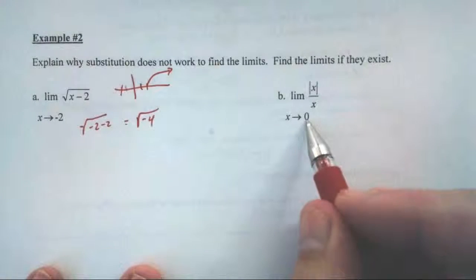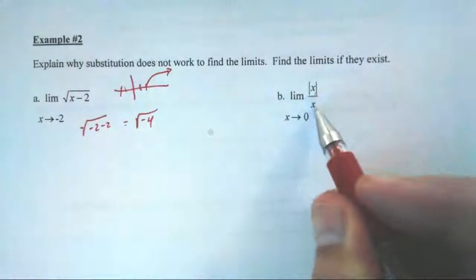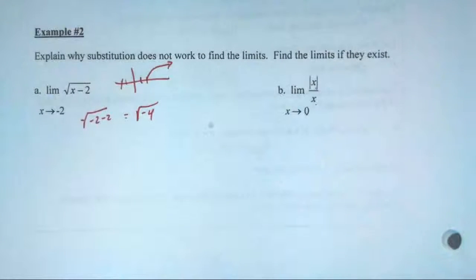How about here? 0, 0. Put in 0, absolute value 0, 0 on 0, 0. If you were with me last year, I described this as crossing the beams. What movie reference?